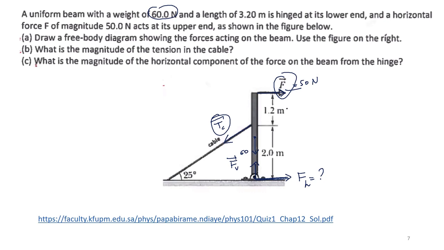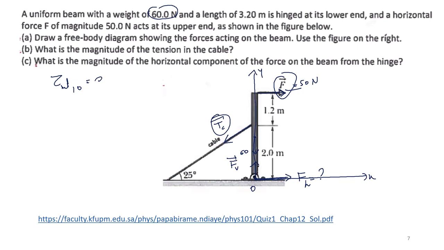Okay. Now, the second question: what is the magnitude of the tension in the cable? Where should I apply the balance of torques to get the tension right away? Net torque around O is 0. Where should I put O? I should put it at the hinge, of course. And this is the x-axis, and this will be my y-axis.